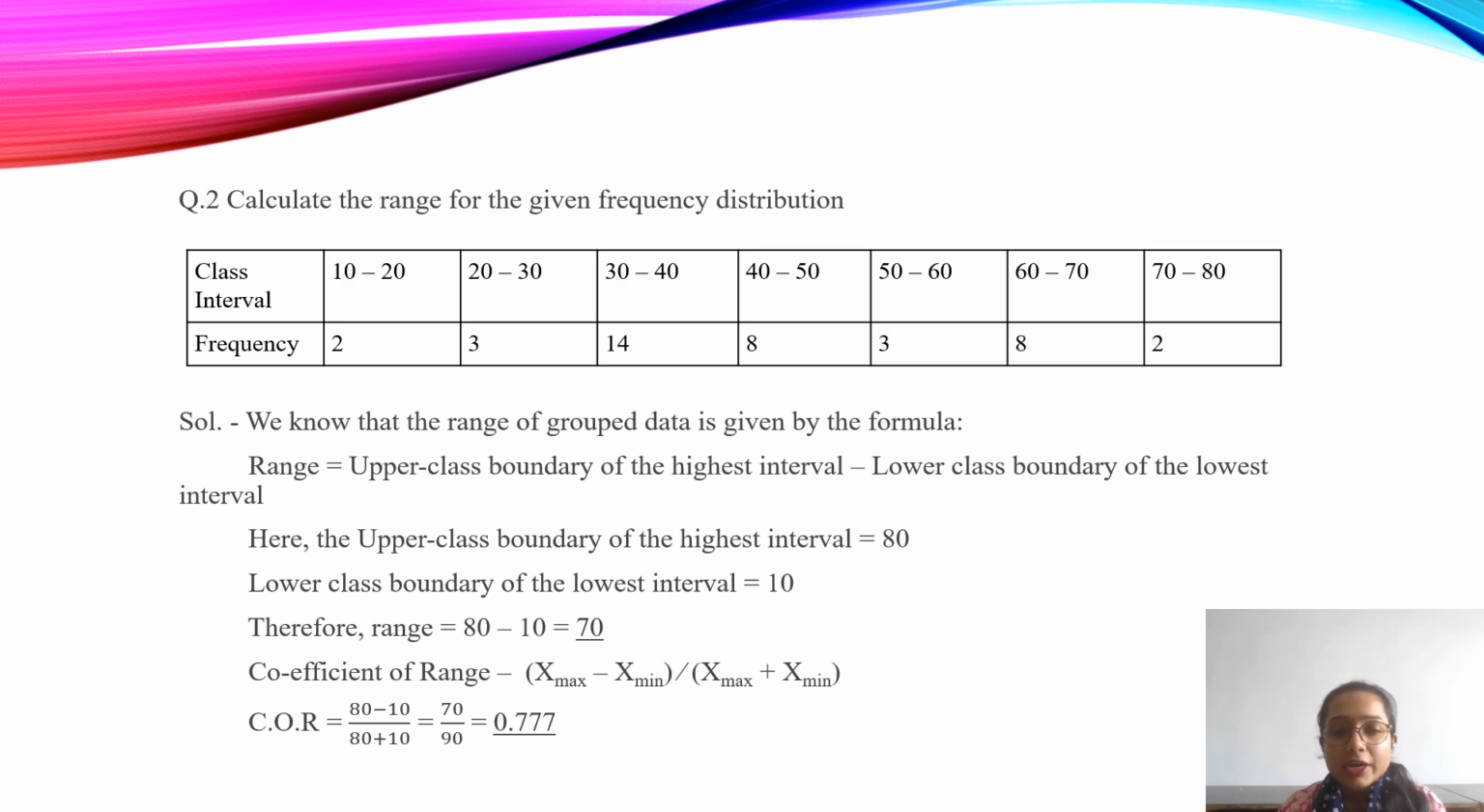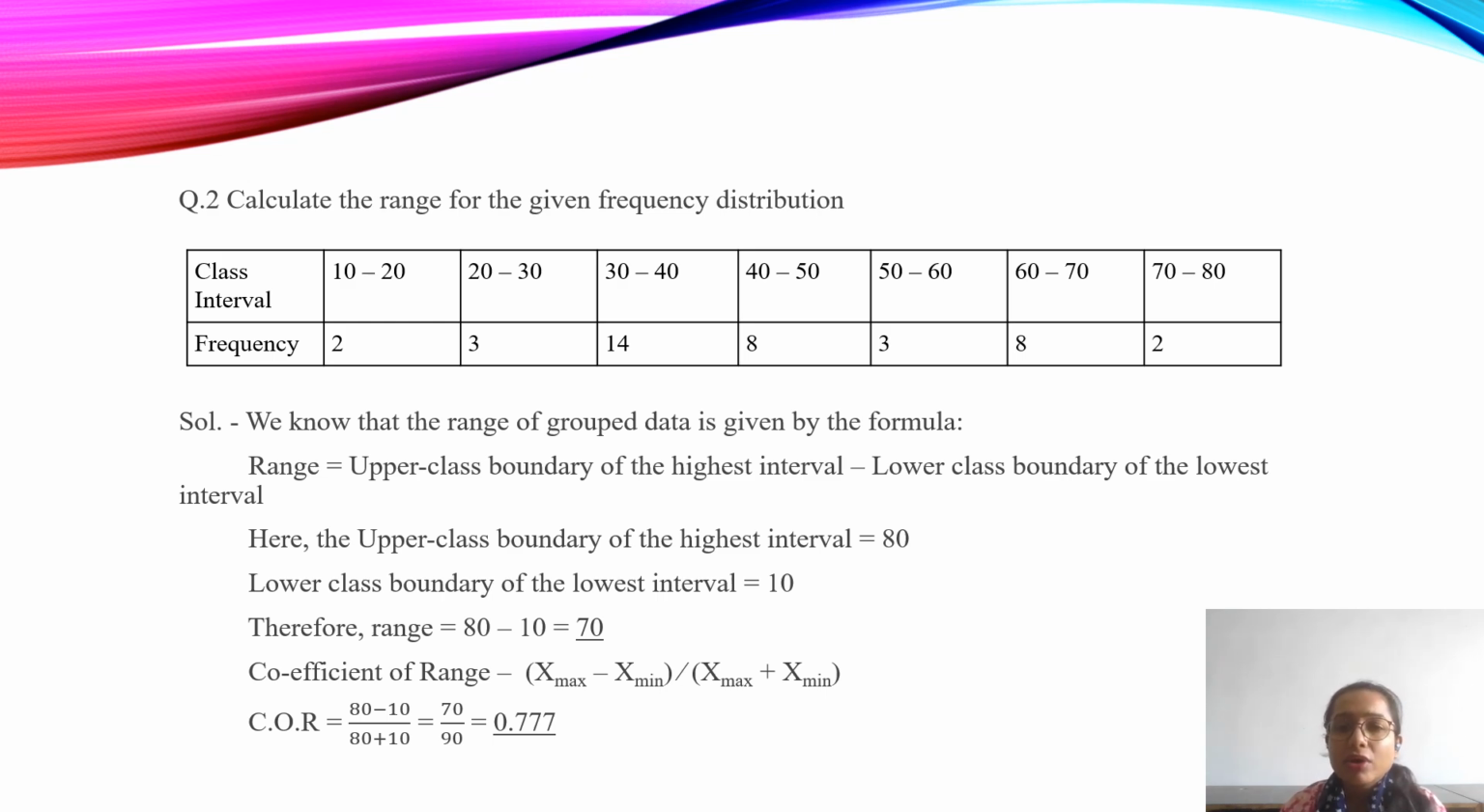The last question was in the form of ungrouped data. Now we are having a question in grouped data, that is class intervals and frequencies. For that, it is also simple: just subtract the lowest class interval from the highest class interval. In this question, the highest class interval is 80 and the lowest is 10. So 80 minus 10 is 70. And the coefficient of range, again the formula is the same, maximum minus minimum divided by maximum plus minimum. After applying that, 0.77, so that is your coefficient.